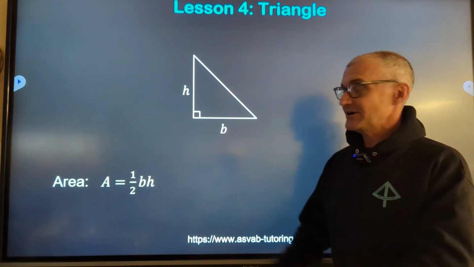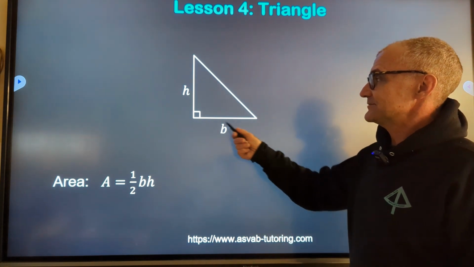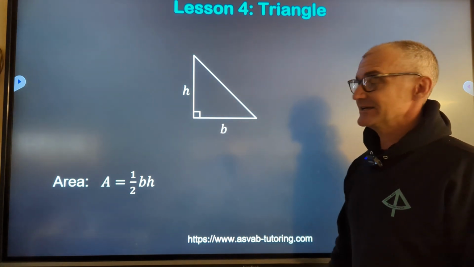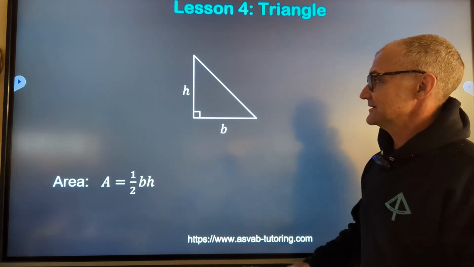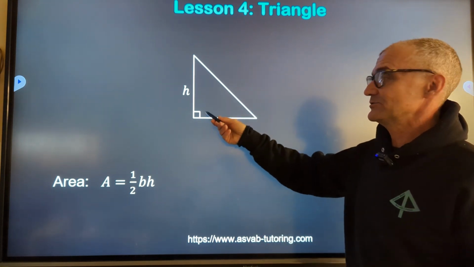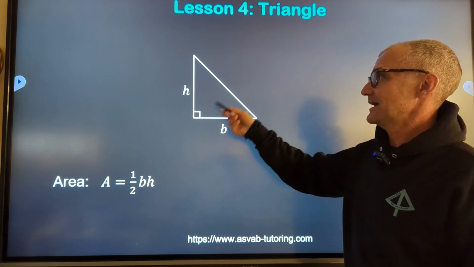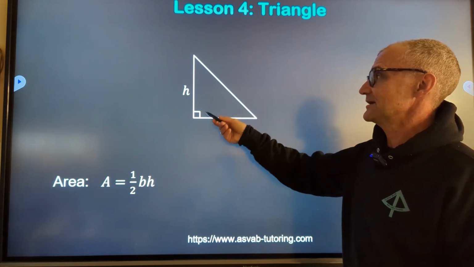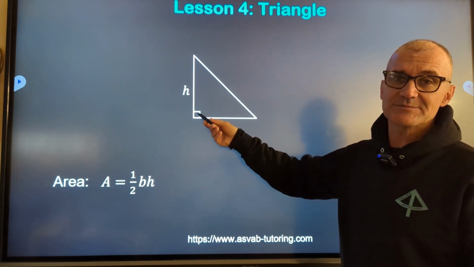All right, let's move on to triangles now. This is a right triangle. That little box in the corner is saying it has a 90-degree angle to it. There are always 2 legs in a triangle and a hypotenuse when you're talking about a right triangle. The hypotenuse will always be the longest side, and it will always be opposite the right angle.